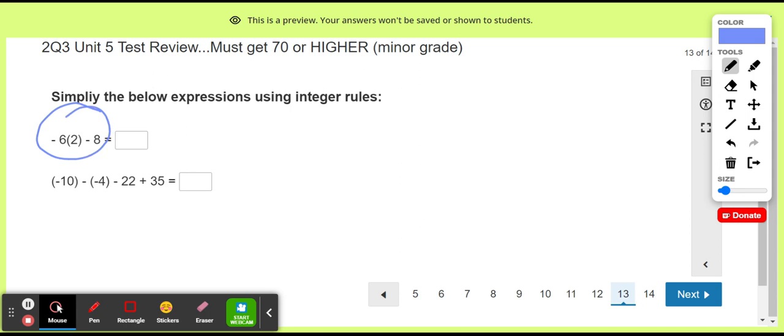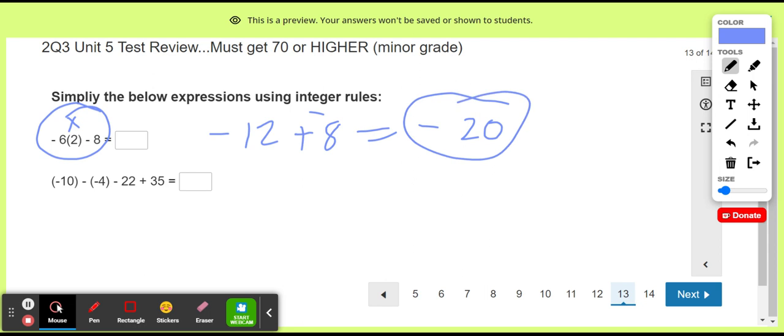Just doing a couple throwback questions here. Negative 6 parentheses 2 means multiply. So we got negative 6 times 2 is going to be negative 12 minus 8. And negative 12 minus 8 means you're adding more negatives. Subtracting positives means you're getting more negatives. So we should end up with negative 20.